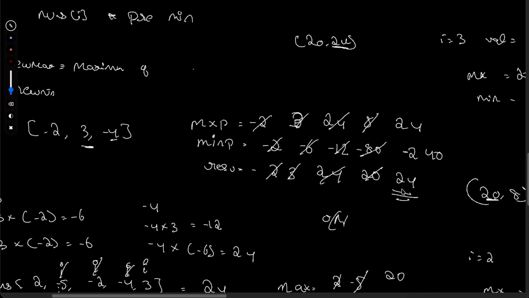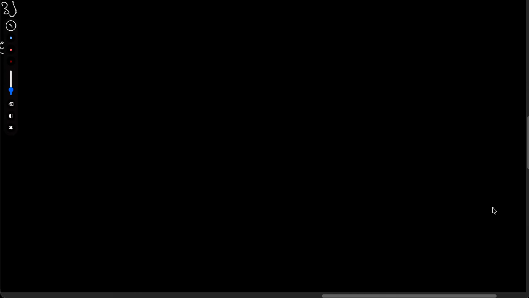So the core idea is, while moving through the array, we keep track of both the maximum product and the minimum product ending at each position. Why do we need the minimum? Because a negative can flip the sign. See, negative 5 times negative 2 is 10. A small negative can suddenly become a big positive. So if we only store the maximum, we might miss the answer.